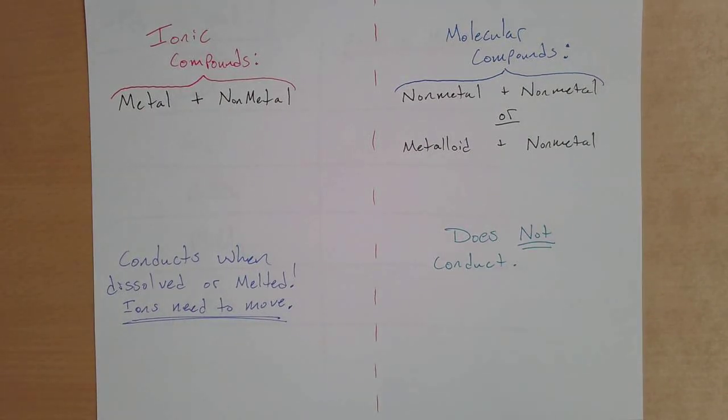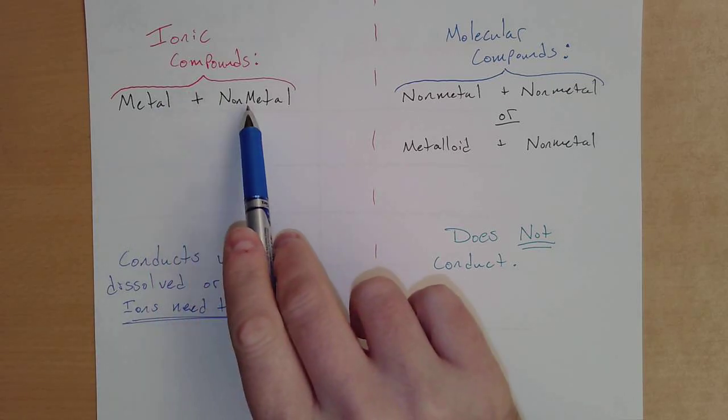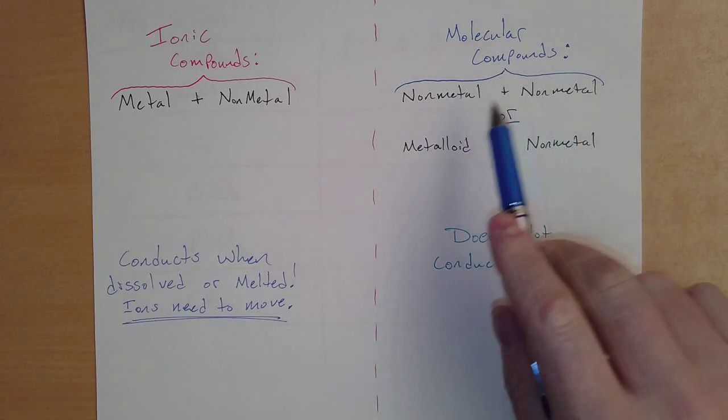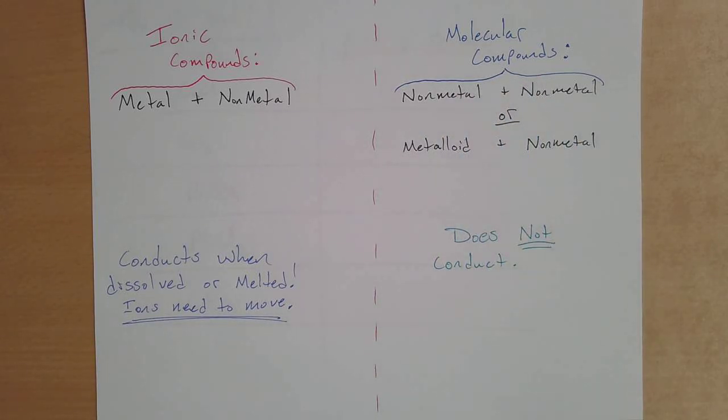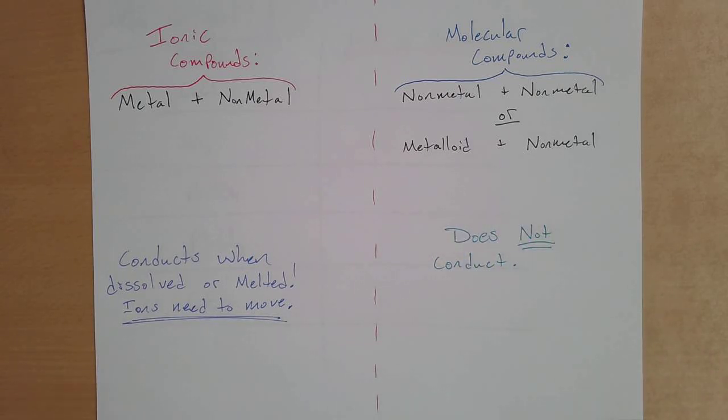So once again, just to be really clear, an ionic compound has a metal and a nonmetal, the left side mixed with the right side of my periodic table. My molecular compounds contain only the right side, only those yellow elements in my periodic table. Now, ionic compounds will conduct when they are dissolved or melted. Those ions need to move. But these molecular compounds do not conduct.